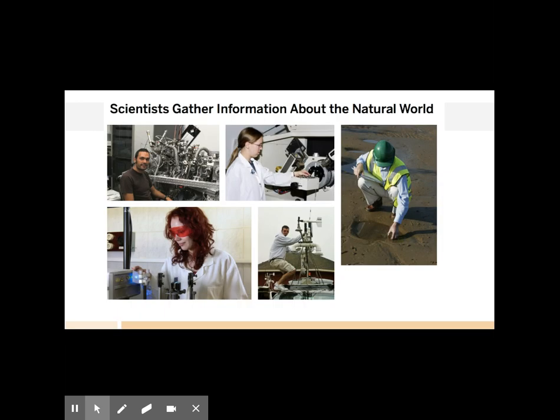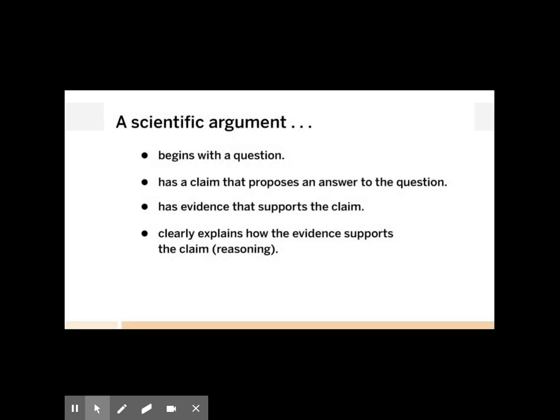Once we ask questions, scientists gather information about that question and the world around them. They might run experiments, do different tests in order to answer their question. Once scientists have gathered information, then we can use that information to build our scientific argument.